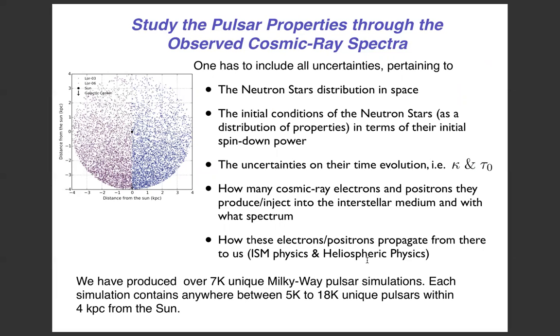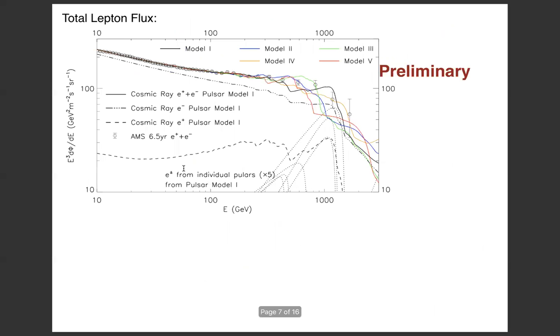And to account for all this combination of uncertainties and choices, we have produced over 7,000 unique Milky Way pulsar simulations, where each one of those simulations contains anywhere between 5,000 to 18,000 unique pulsars, all of which are within 4 kiloparsecs from the location of the sun.